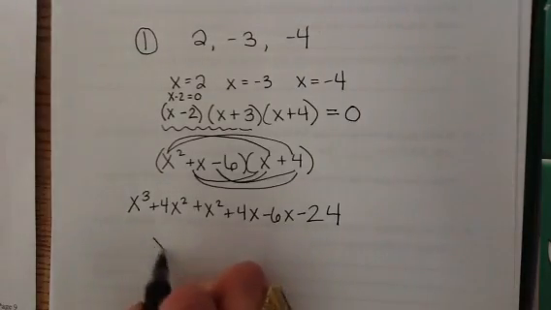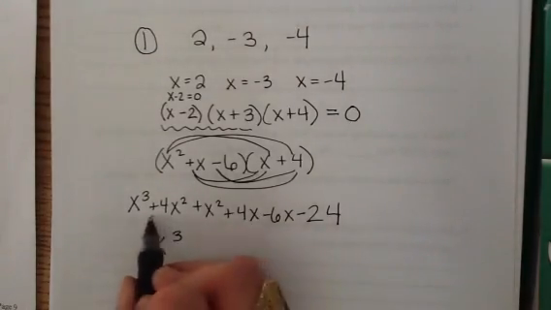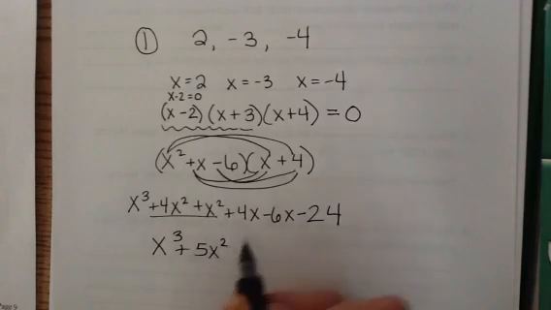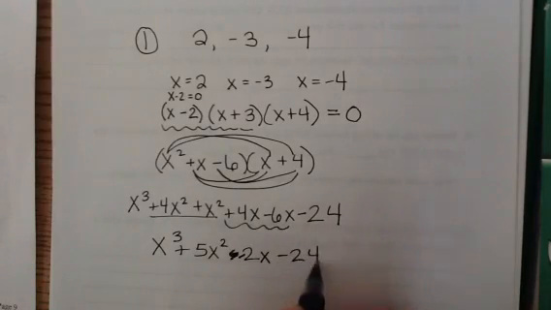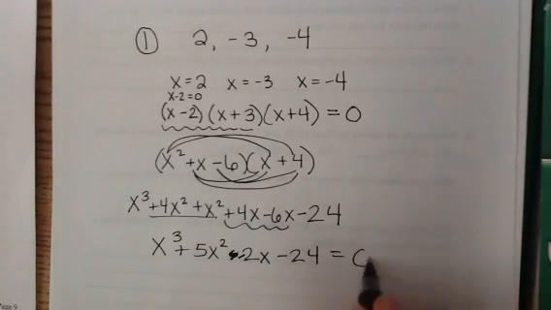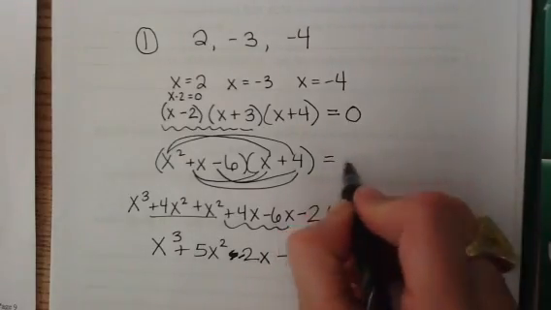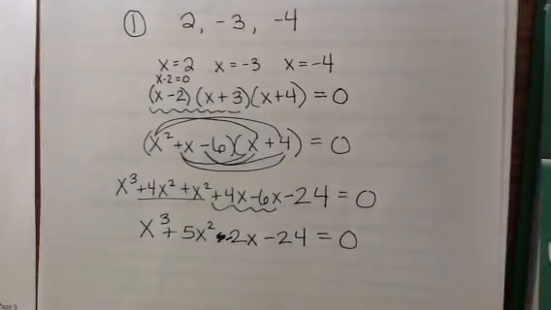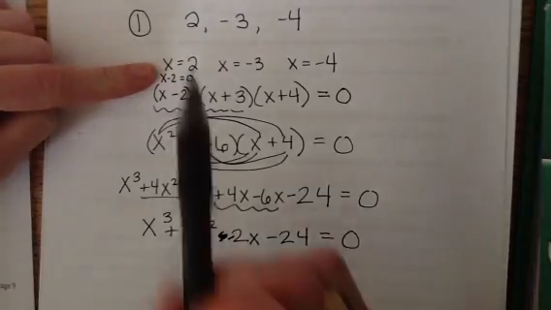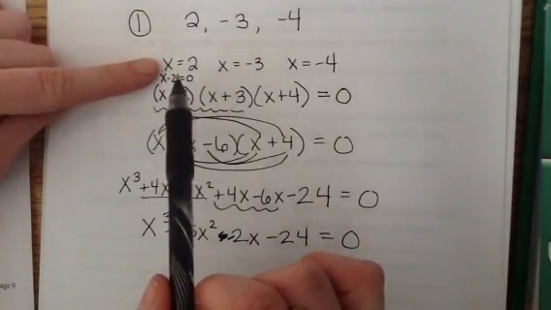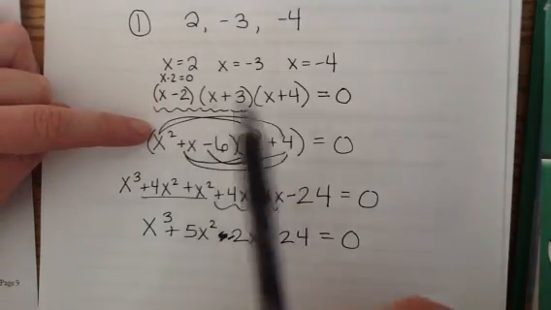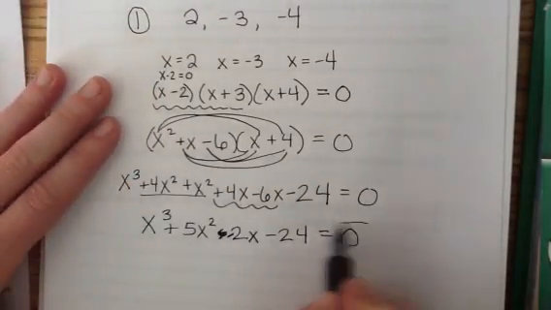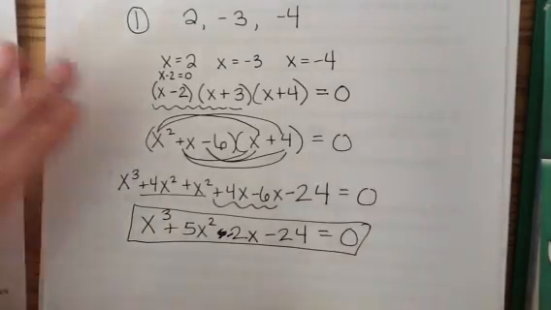We're going to combine like terms, so I have x to the third plus 5x squared plus, minus 2x minus 24 equaling 0. So we set each root that was given equal to x, solved for the factor, FOILed, multiplied, distributed, all that work, combine like terms, and then make sure your final answer is equal to 0.